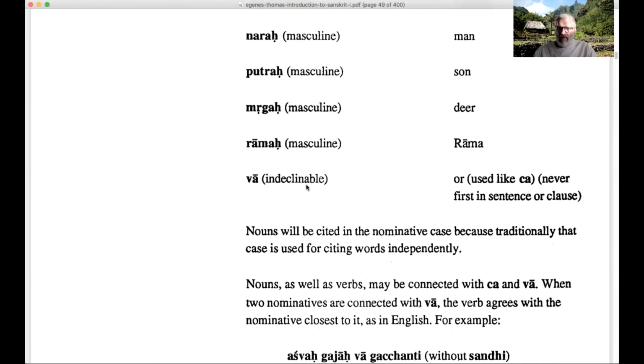And then we get another indeclinable. An indeclinable means we don't have to worry about any endings. We don't have to put any endings on it. We just use that word just as it is always. The other indeclinable that we learned so far is cha. Cha means and. So here we learn va, or. Instead of and, we're learning or. So we can say ramah mrigah cha, which means Rama and the deer. But if I say ramah mrigah va, it means Rama or the deer, one or the other.